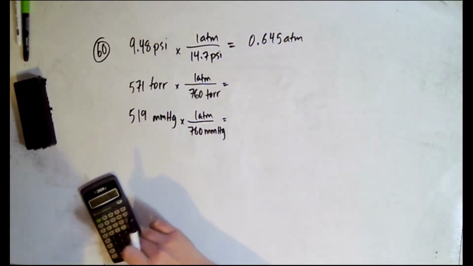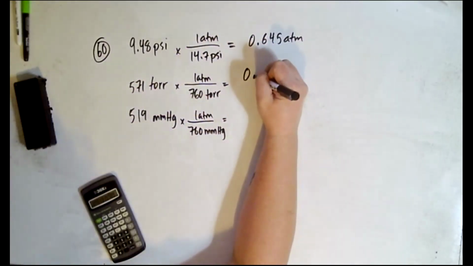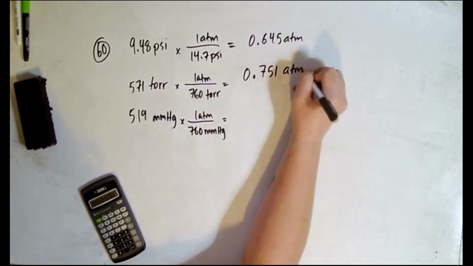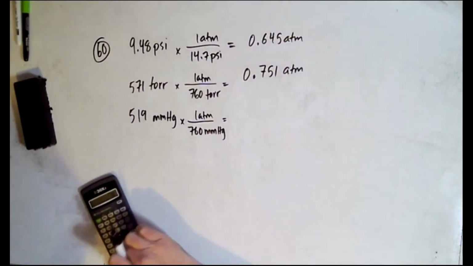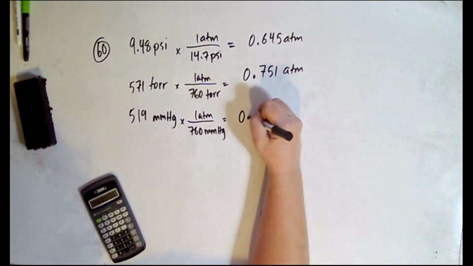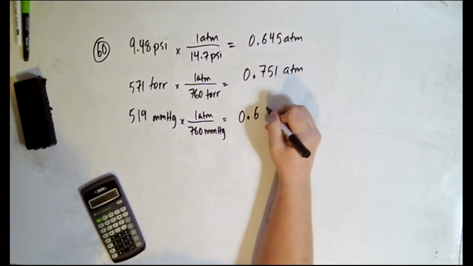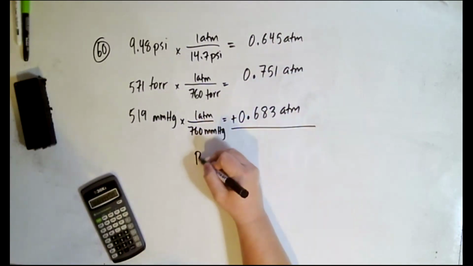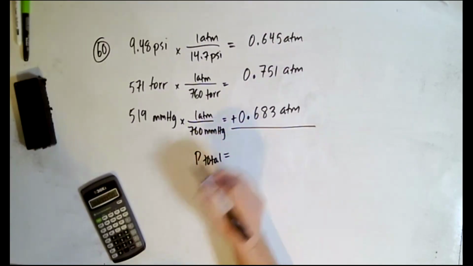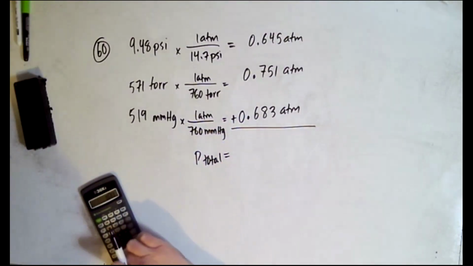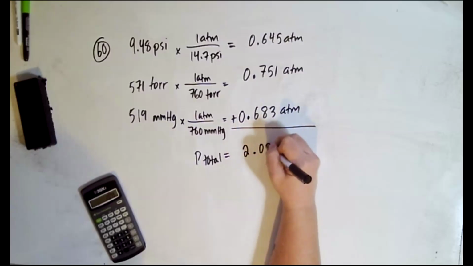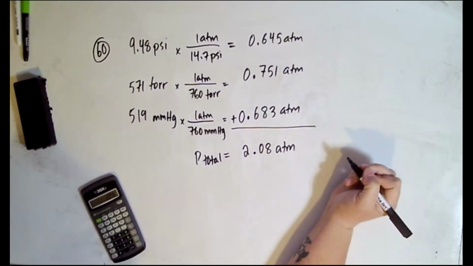571 divided by 760 is going to be 0.751 ATM. And then 519 divided by 760 is 0.683 ATM. Now we'll add all of those together for our total pressure. We end up with a total pressure of like 2.08 atmosphere.